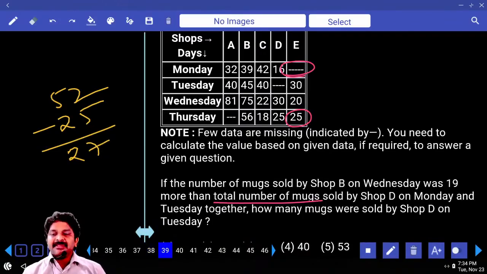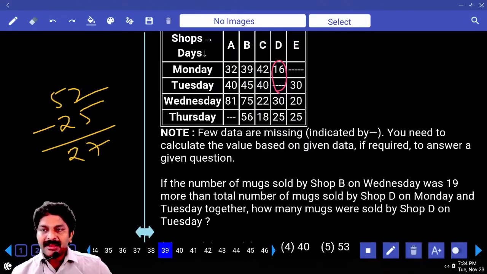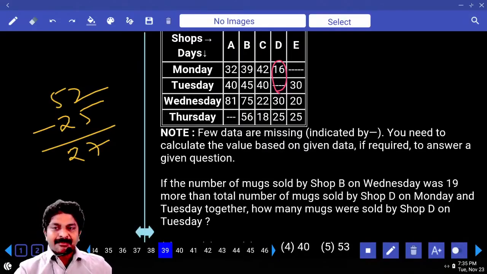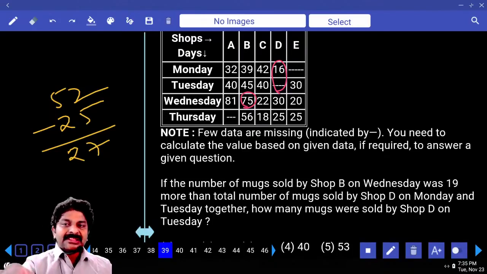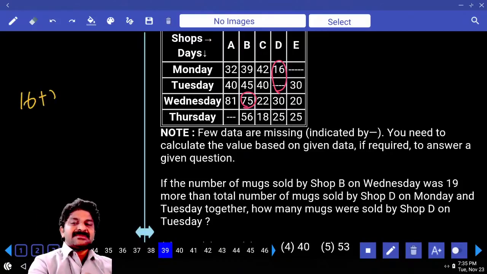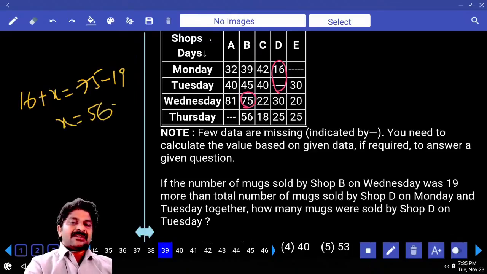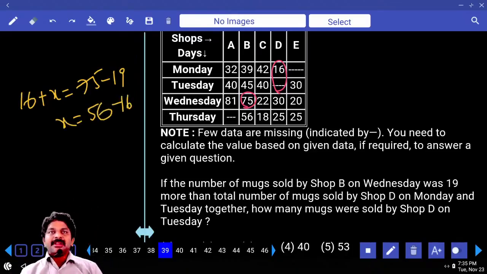Next. The number of mugs sold by shop B on Wednesday was 19 more than the total number of mugs sold by D on Monday and Tuesday together. B on Wednesday is 75. This value is 19 more. Then 16 plus X must be equal to 75 minus 19, which is 56. Then X is equal to 40. Answer 40, fourth option.